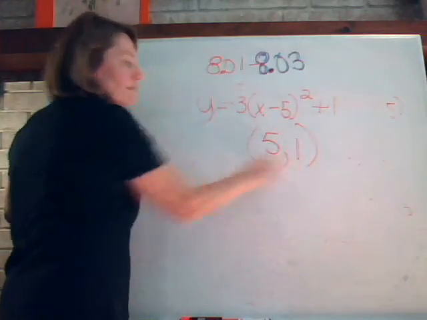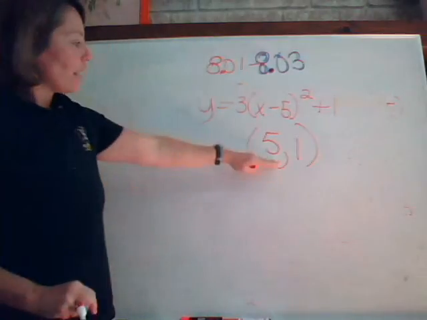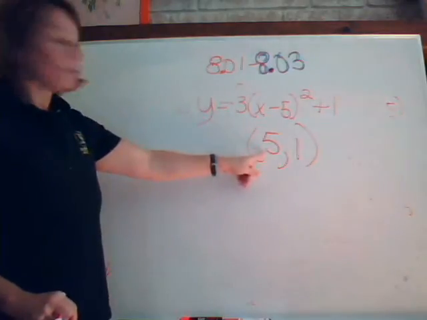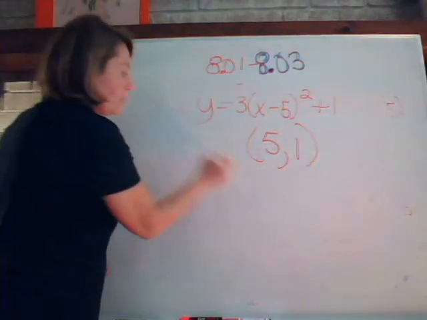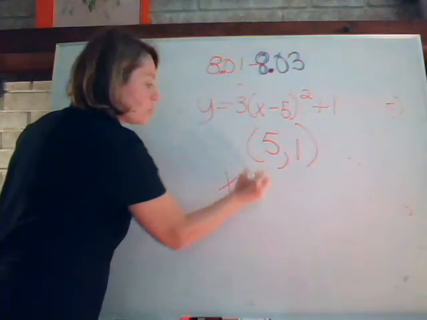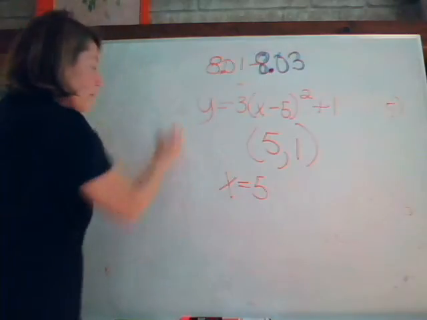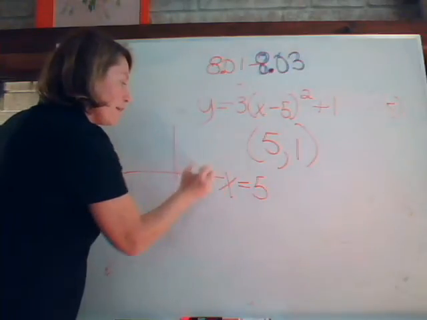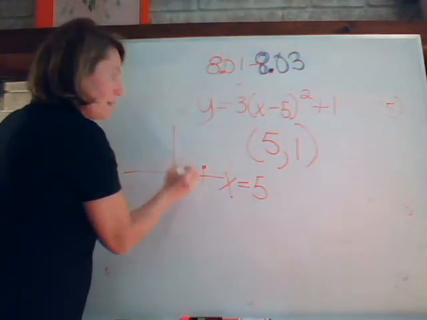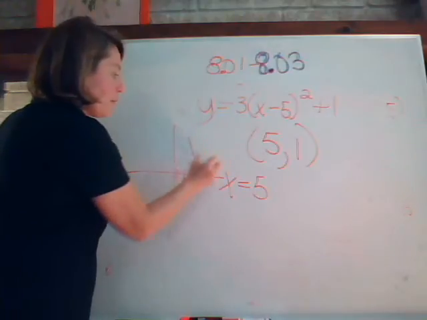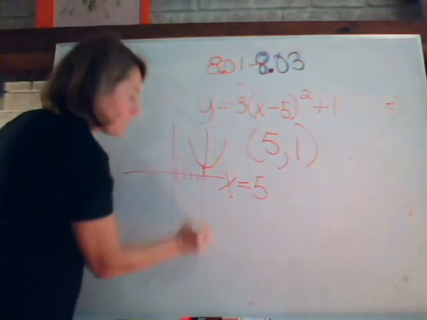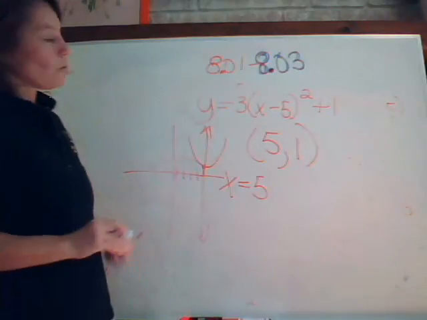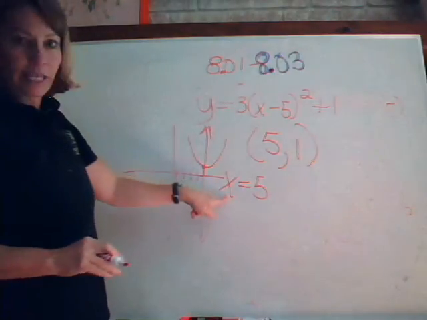+5, +1. And our axis of symmetry always goes through the vertex, through the x coordinate. So the axis of symmetry goes through x is 5. What do we mean by that? 1, 2, 3, 4, 5. 5, 1. This parabola faces up. The axis of symmetry is the line that goes straight down the center. Just a quick refresher of what that looks like. It's a vertical line, so it's x equals.